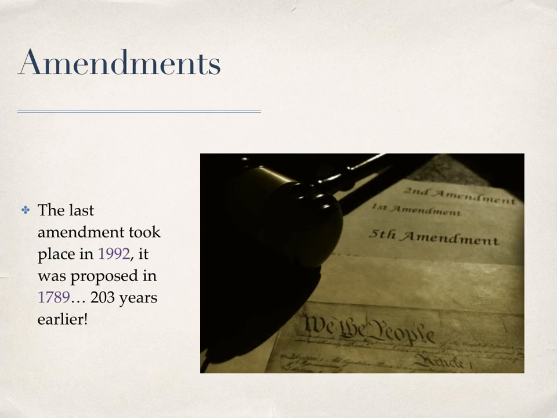Amendments. The framers added an amendment process. An amendment to the Constitution is a change that can add to the Constitution or change an older part of it. The last amendment took place in 1992, and it was proposed in 1789. If you were to do the math, our union was without change for almost 203 years, so it's not a very easy process.